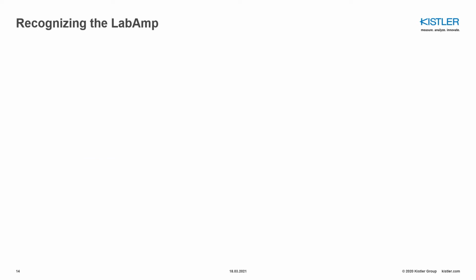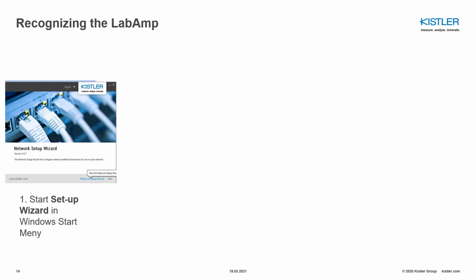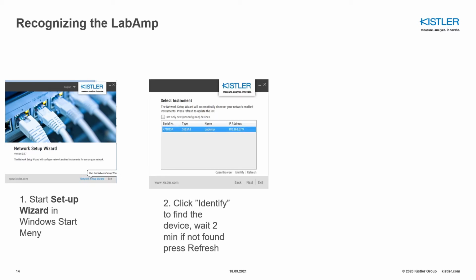The LabAmp, as we said, is connected through an Ethernet cable, so it has its own IP address, which changes every time you switch on and connect again. So what we need to do is open up the network setup wizard that we installed in the beginning, if you remember. You go to your start menu, write setup wizard, and it will show up. You press network setup wizard here, and then it will try to find the LabAmp.